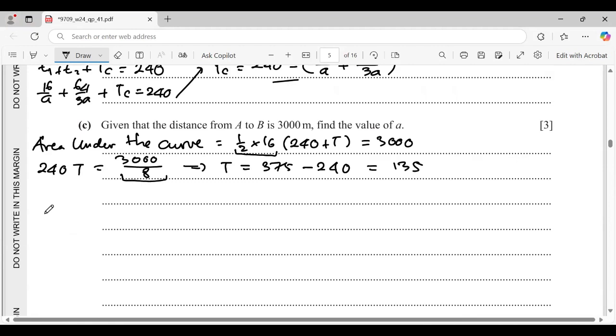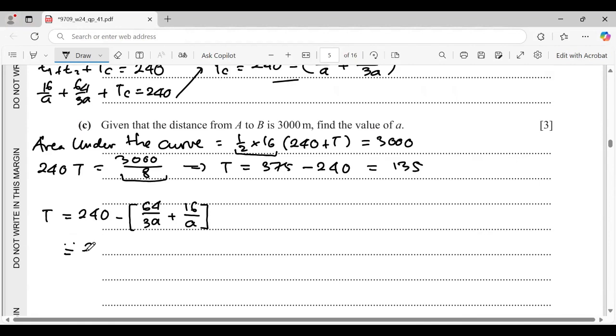Now, we can also find T through 240 minus (64 over 3a plus 16 over a). Yeah, T. You can evaluate that on the graph, on the trapezium.